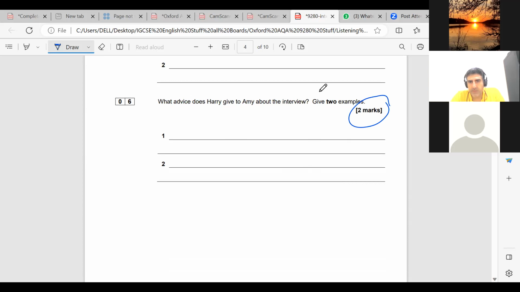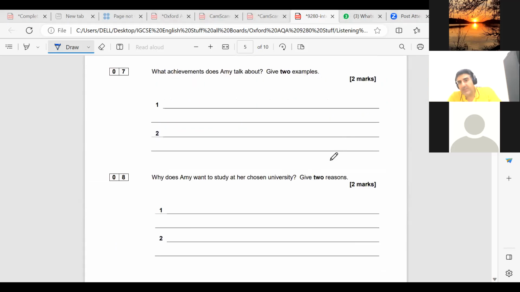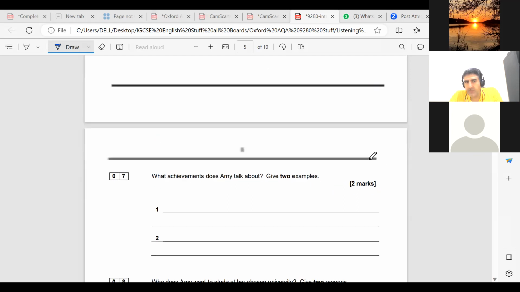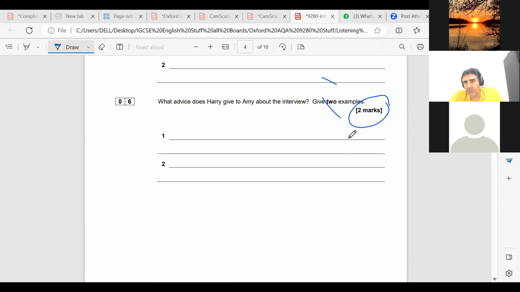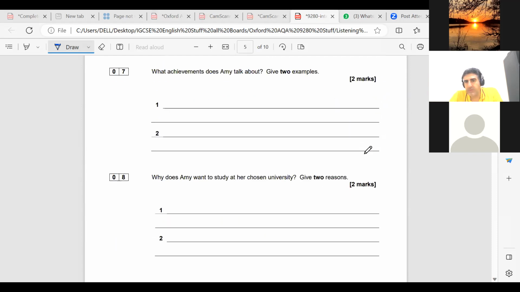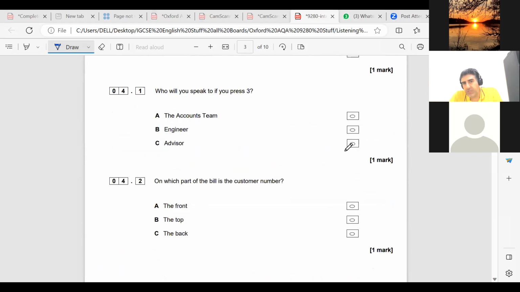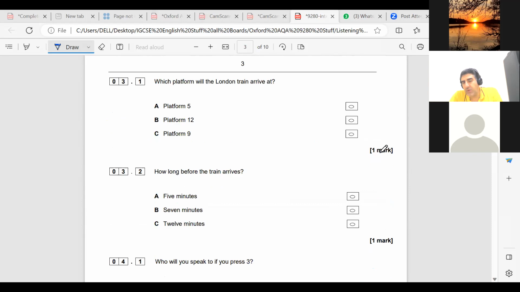Right. Another one. Also in part 2, another question: what achievements does Amy talk about? What does Amy want to study at her chosen university? As you see, each of the open questions has 2 marks, which means very important. But multiple choice questions, as you see in part 1, are just 1 mark each.